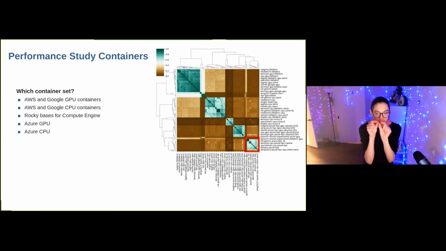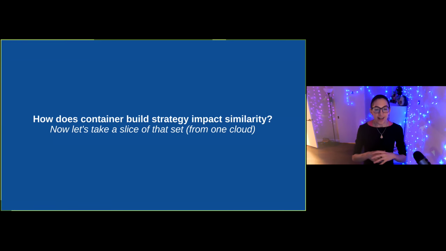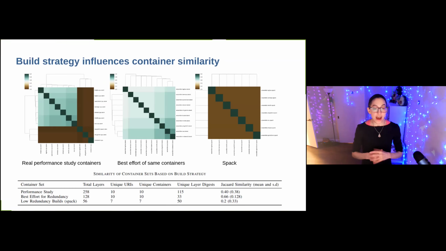And then there's a few brown regions that are in the corners, and those are a couple of SPAC containers that we built for a couple of applications. So now let's look at a slice of that set. What I did is I took a slice of that set, a smaller set that I wanted to use for this particular study. So here we have our three building strategies. We have the real performance study containers. We then have the best effort of the same containers. So notice that the similarity scores go up. And then we have SPAC on the right.